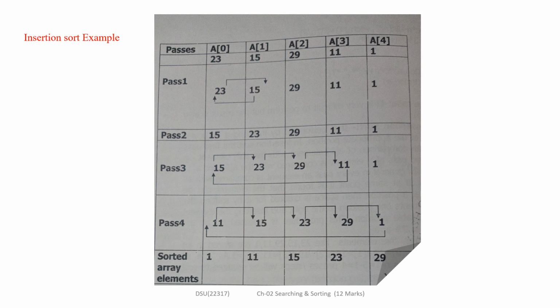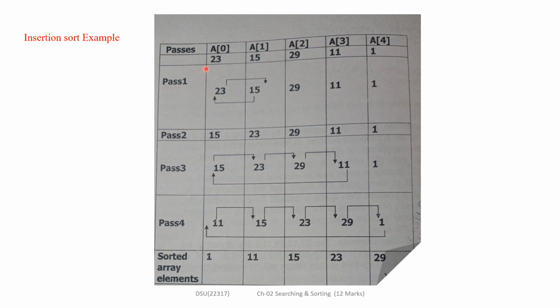And now we will see the insertion sort example. This is the example for the insertion sort. These are the 5 elements: 23, 50, 29, 11 and 1. This is the unsorted list, and these are the unsorted elements.